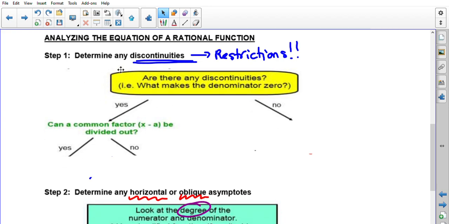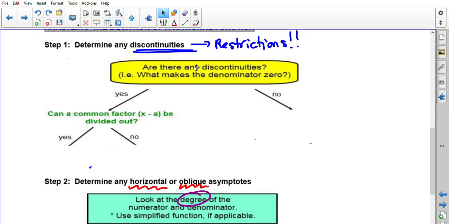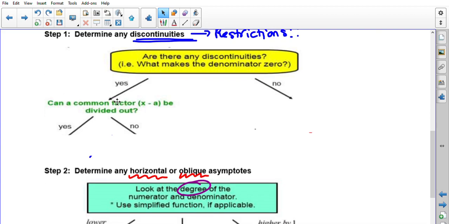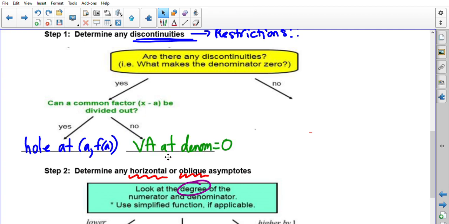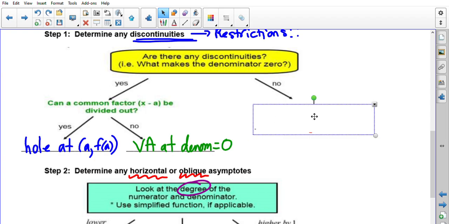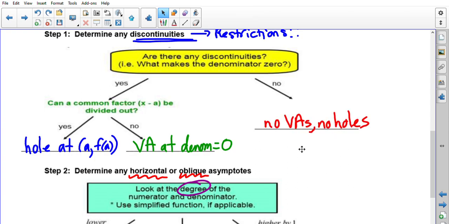So step 1 should be to determine if there's any discontinuities, meaning restrictions. Are there any discontinuities, aka is there anything that makes the denominator equal to 0? If you answer yes, you then must ask yourself, is there a common factor in the numerator and denominator that can be divided out? If the answer is yes, that means there is a hole at x equals a. If there's not a common factor that can be divided out, that means there is just a vertical asymptote wherever the denominator equals 0. If there are no discontinuities, then that means there are no vertical asymptotes and no holes.